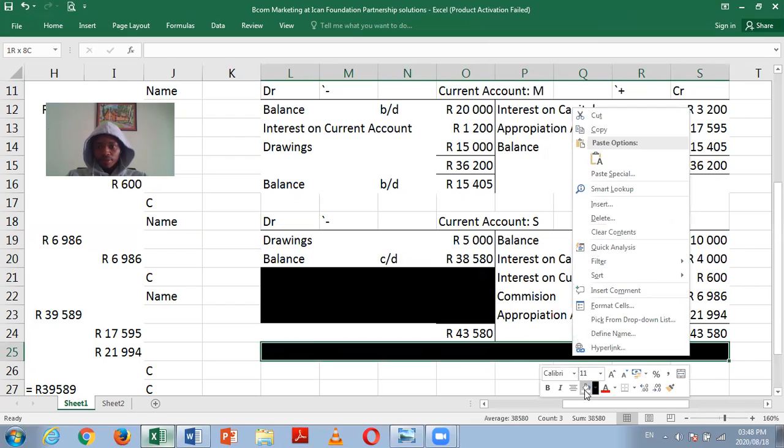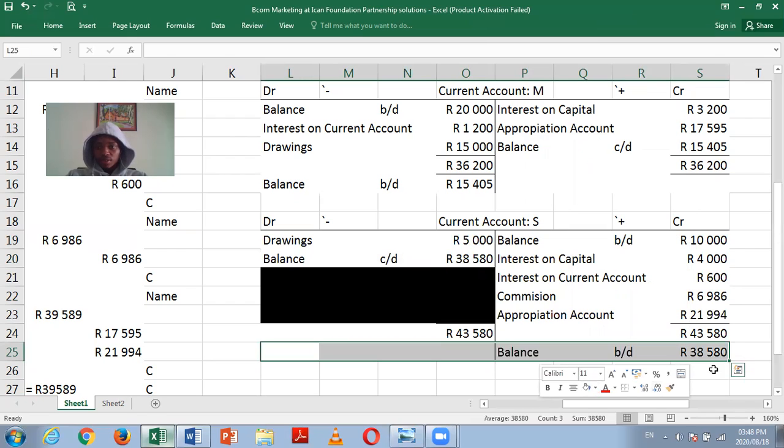right? The fact that it's on the credit side means it's favorable. And for M, the fact that it's still on the debit side means it's unfavorable. So M needs to do something about his debit balance. Okay, I believe so far so good.